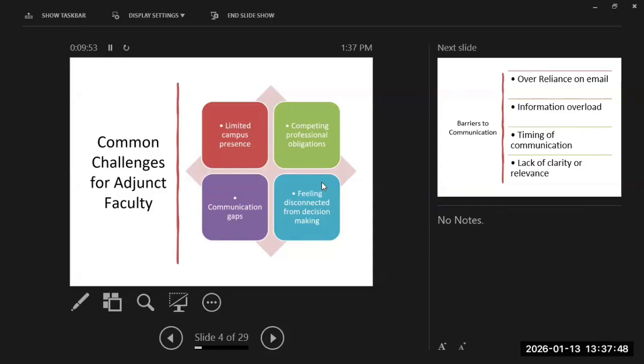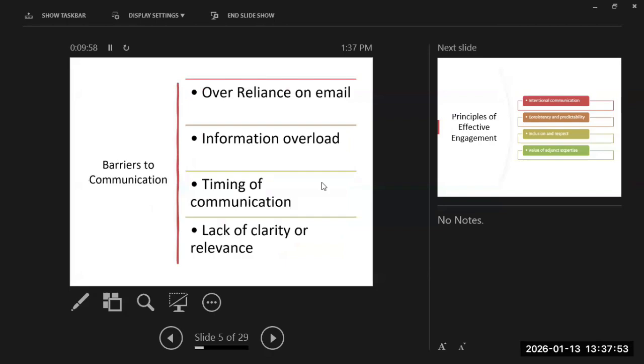So that kind of encompasses what our challenges are. So how do we change these? What are our barriers to communication with our adjunct faculty? Number one, over-reliance on email. I used to email all the time, but now it seems that text messaging is probably a better way to get in touch with our adjuncts, because they're probably checking their phones more often than their emails. So we shouldn't rely only on email as our only mode of correspondence with our adjunct faculty.